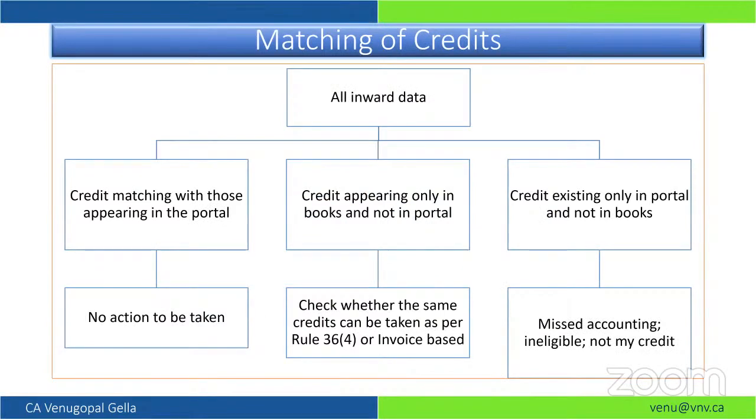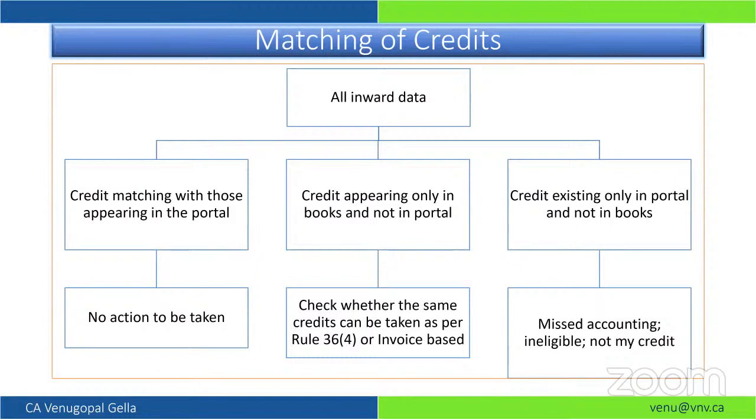We do a reconciliation of GSTR3B credits vis-a-vis the credits that are appearing in my 2A or 2B. So how do I verify that? How do I check? I use some tools to check that. And the outcome of it could be that my credits are matching in both 3B and 2A or 2B, the credits might be matching.